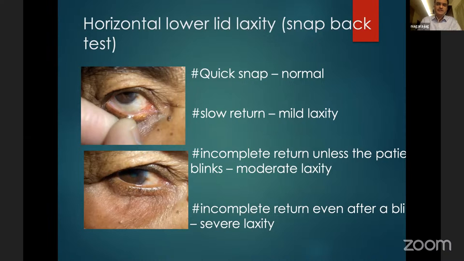Another way of testing this horizontal lid laxity is the snapback test. It is a simple test. You ask the patient to look straight ahead, pinch the lower lid margin, pull it, and just leave it. In a normal person, it springs back and assumes its normal position.